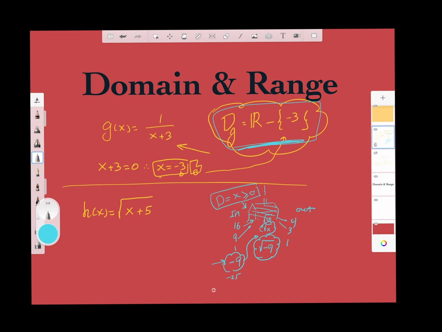That means we only accept non-negative numbers. So now let's say there is a factory where the relation between input and output is radical x plus 5.